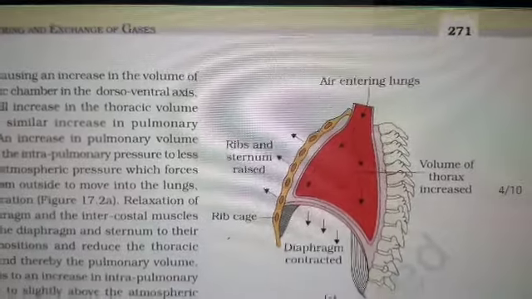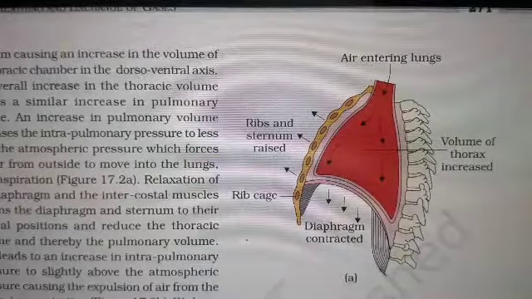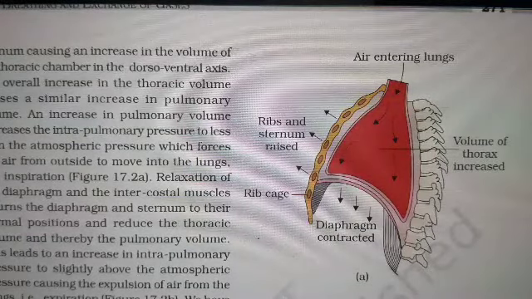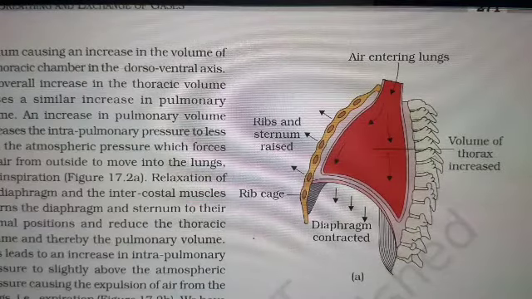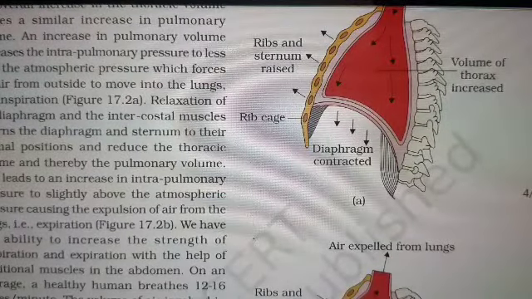Here the important point is that the sternum area causes an increase in the volume of the thoracic chamber, also in the dorsoventral axis, which increases the pulmonary volume and decreases the intrapulmonary pressure to less than the atmospheric pressure. So write down that pressure, and how much pressure there is outside in the environment and inside the lungs. We need to focus on these two pressures along with the thorax increase, the ribs, sternum, rib cage, and the diaphragm, whether it is contracting or relaxing, based on the inhaling and expiration of the gases.